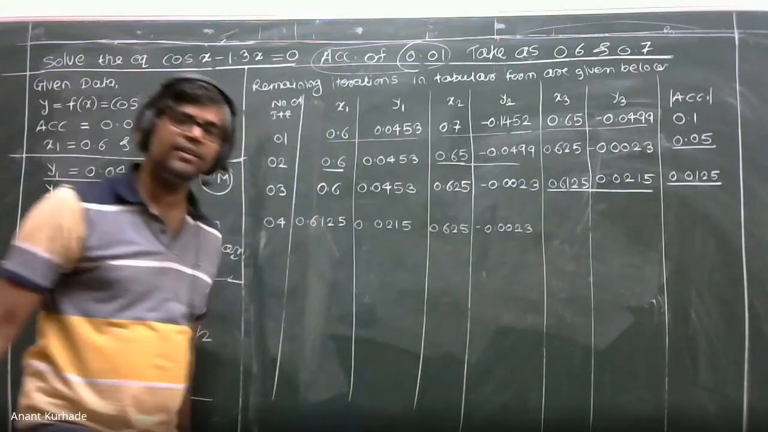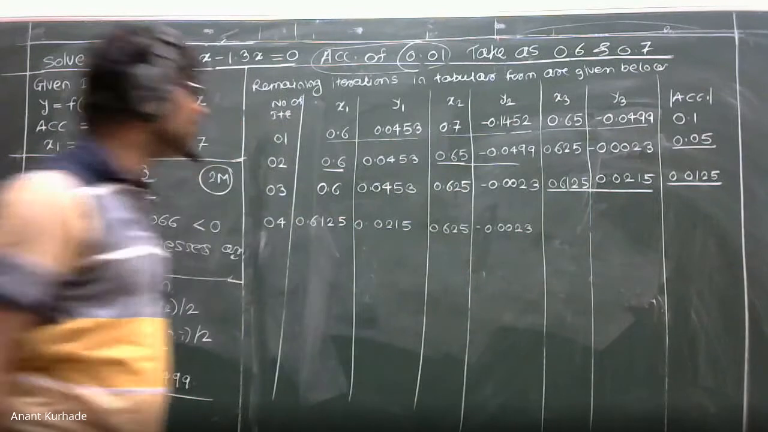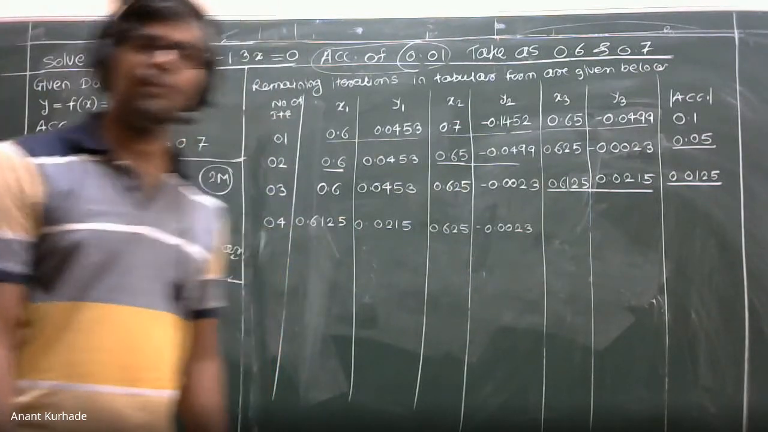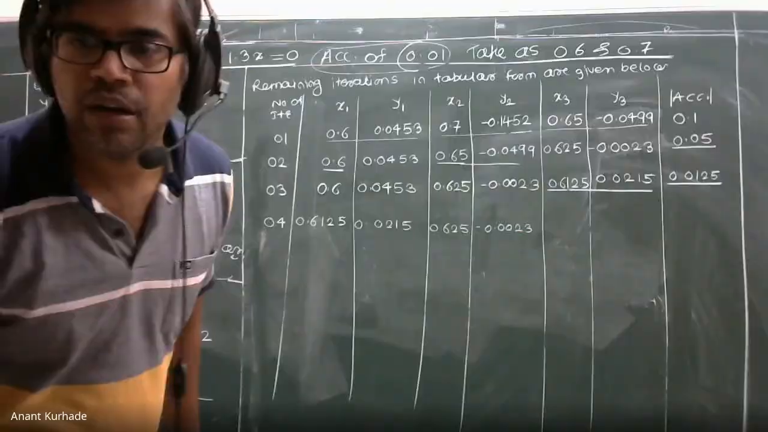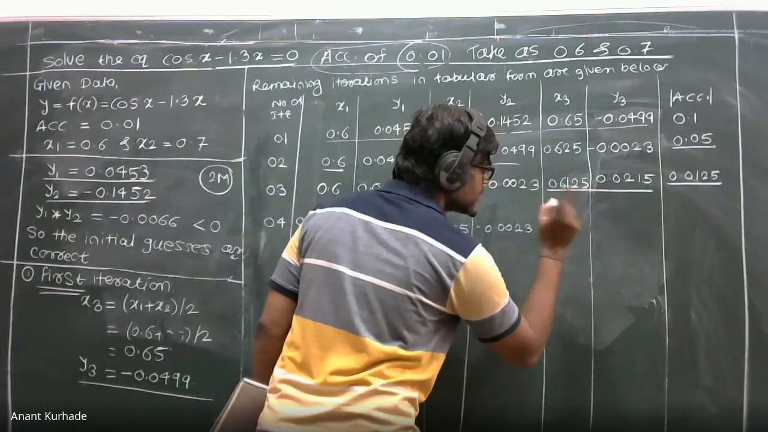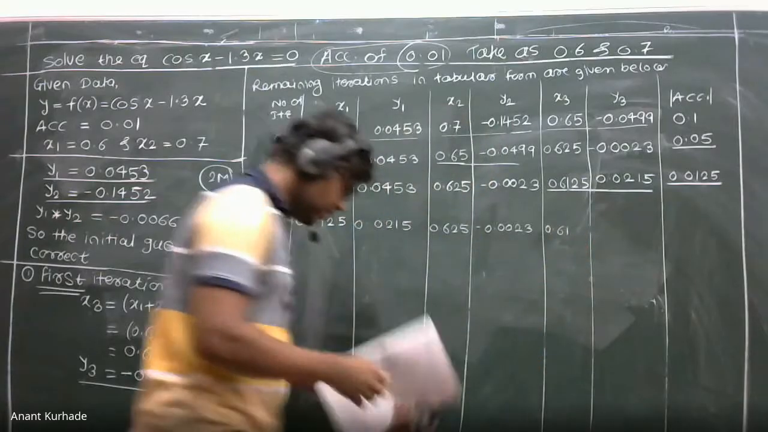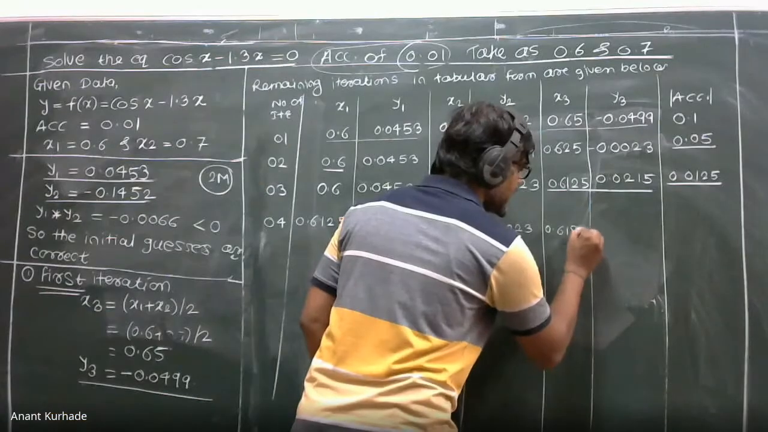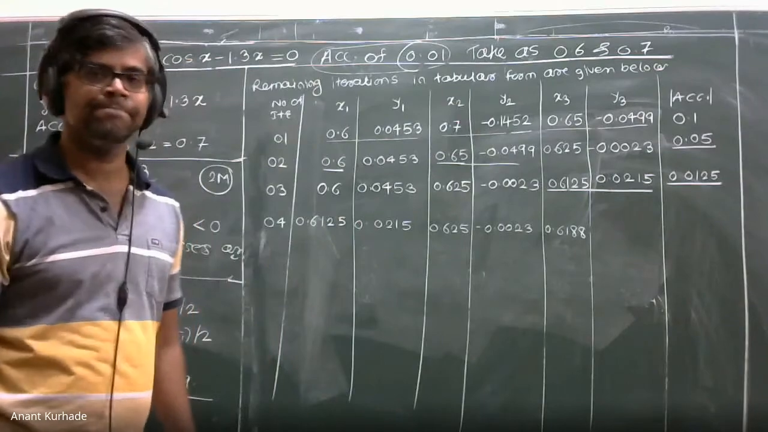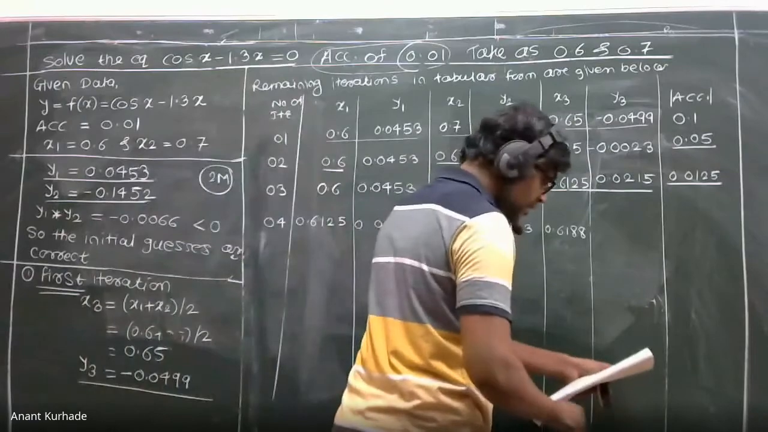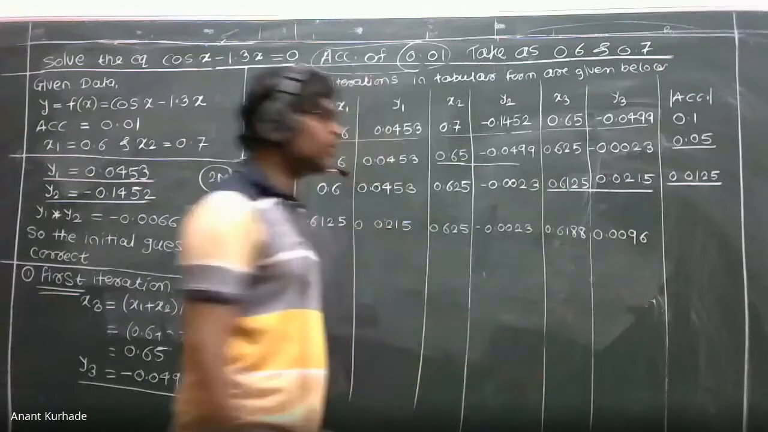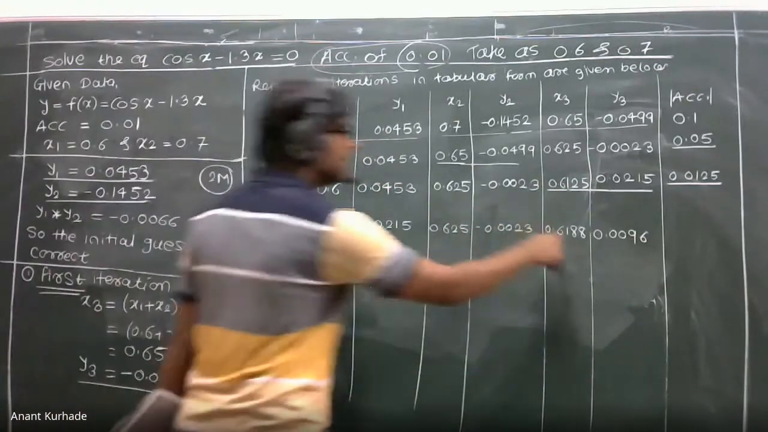What next? Calculate x3 and tell me its value. We have 0.6188. What is y3? Plus or minus? Plus. y3 is 0.0096, so it is plus, right? 0.0096. Okay. What is accuracy? This minus this.